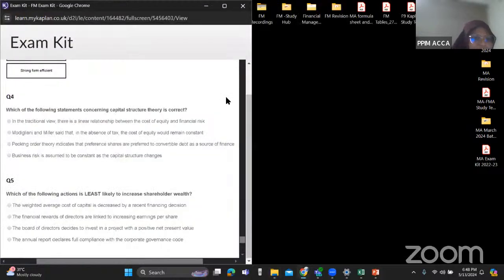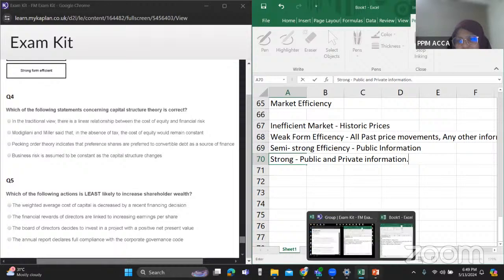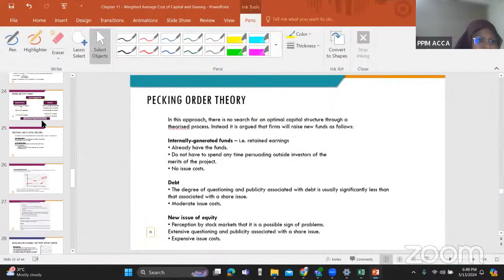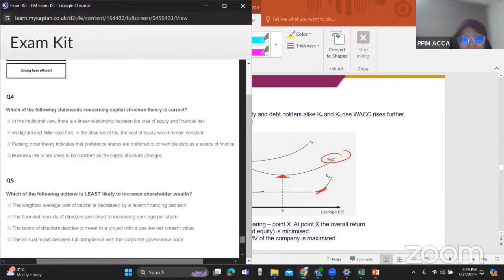Right. So what is this question saying? Which of the following statements concerning capital structure theory is correct? In the traditional view, there is a linear relationship between the cost of equity and financial risk. Okay, so financial risk means it's your debt. How much of debt you have, debt equity structure. So when it comes to the cost of equity, I'll show you that graph. They're saying it's a linear relationship. It's not a linear relationship. You can see very clearly it's a curve. Okay, so A can't be the answer.